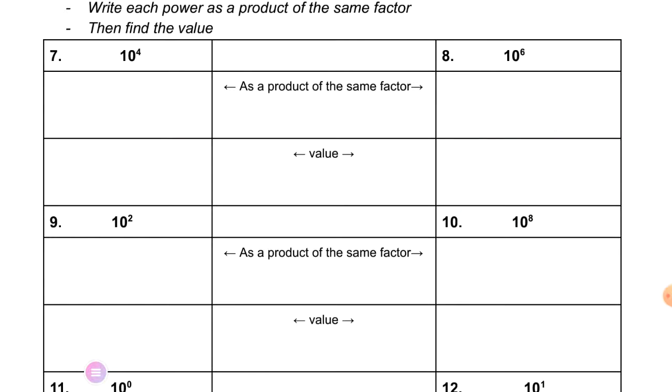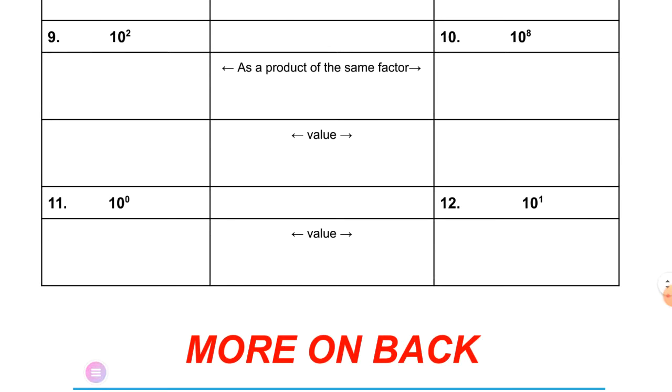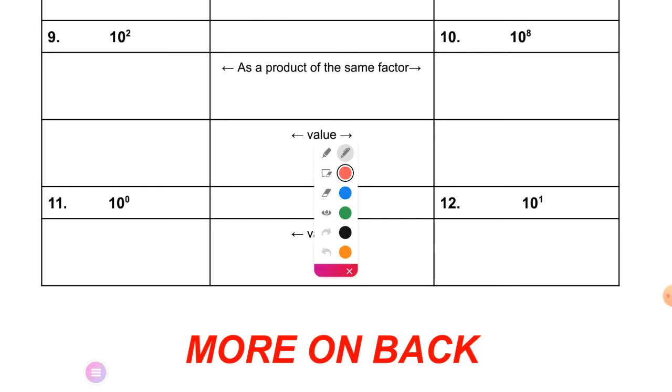Caden, come do number 11. Bryson, come do number 12. Caden 11, Bryson 12. Yep, that's all you have to do on that one.